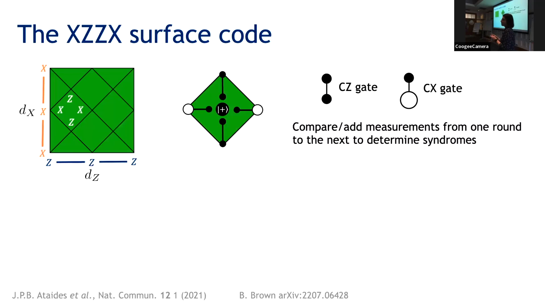So if both rounds have the same ancilla measurement outcome, 0, 0 or 1, 1, then that means no error happened. But if in between the two rounds the ancilla measurement changed, it went from 0 to 1 or 1 to 0, then you know something went wrong. And this is what your error syndromes are. You collect this information and you decode the noise.